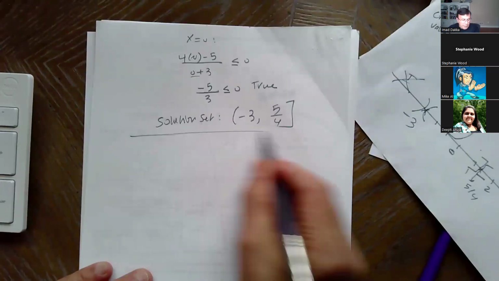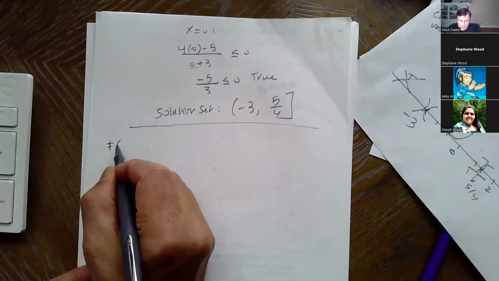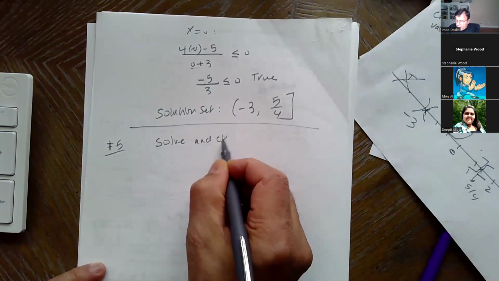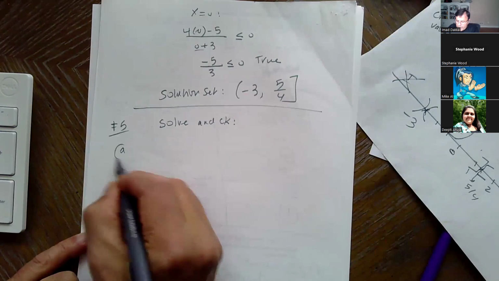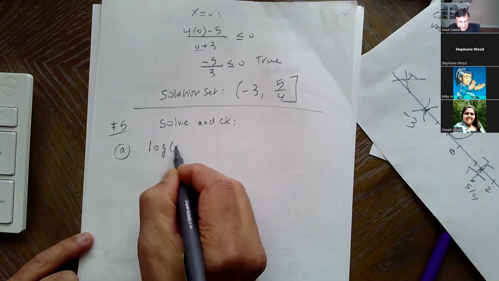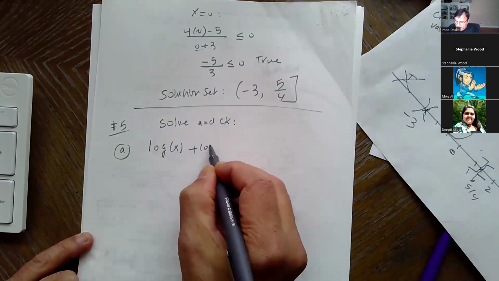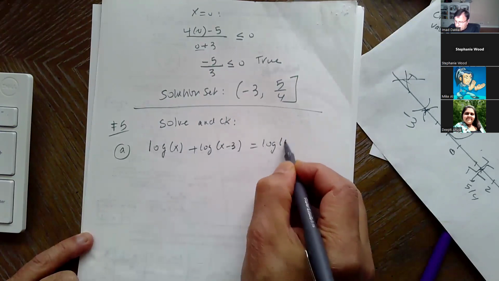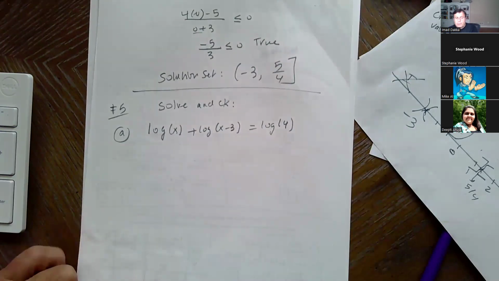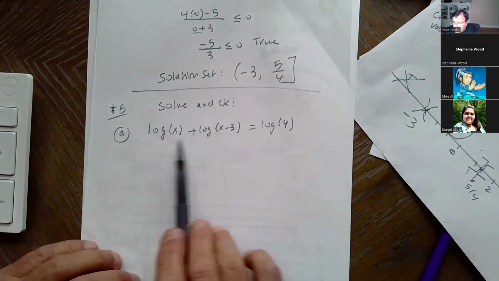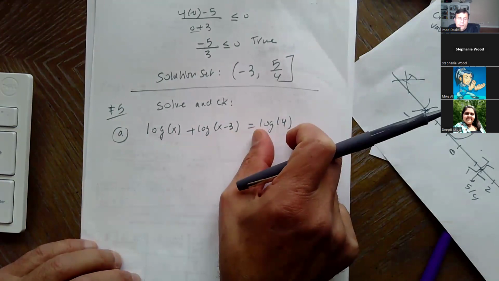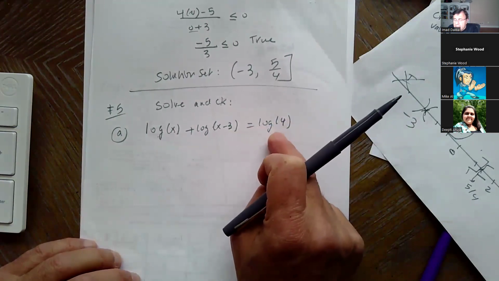All right. Number 5. So we're going to solve a log equation and an exponential equation. We want to solve and check our answers. The log equation: log of x plus log of x minus 3 equals log of 4. Since every expression has a log, we want a single log on the left side and a single log on the right side. We do have a single log on the right side.